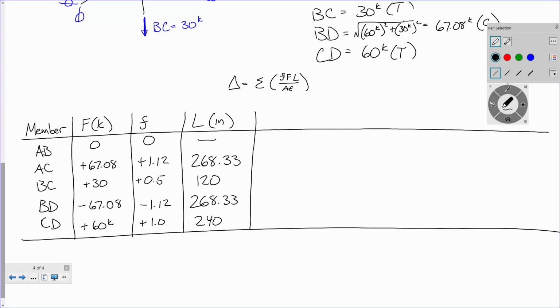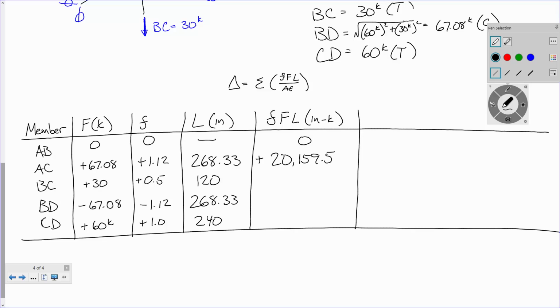E is the same, right? It's 29,000 KSI. So what I can do, to keep this simple, is just calculate little f, big F, L, and the units are going to be inch-kips. All right, so the first row, that's 0, right? So what's this second row? 67.08 times 1.12 times 268.33. And that's positive.